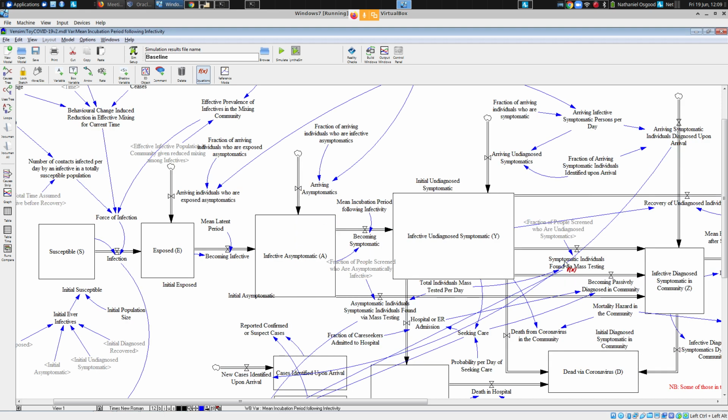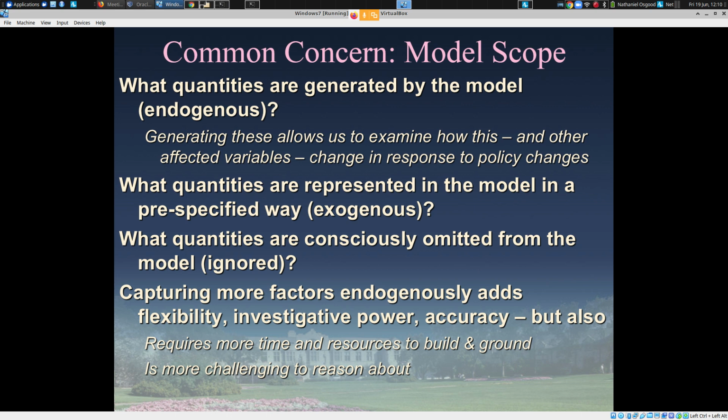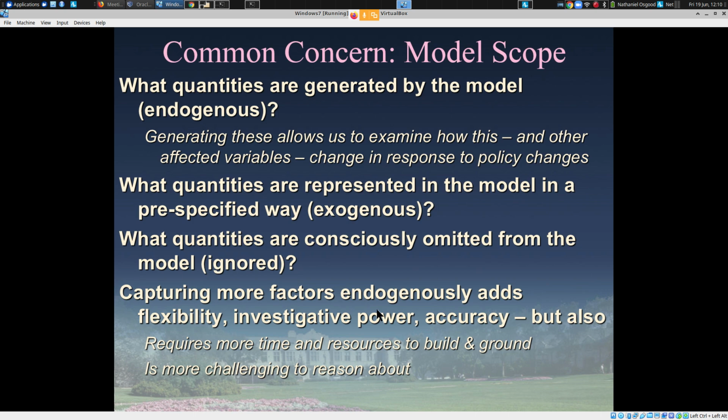We might have some fraction of care seekers that are admitted to hospital based on empirical data from Canada. These are things we call exogenous. The model's not telling it to us, as was the case with endogenous. We're telling it to the model. We're saying, assume this about the fraction of care seekers admitted to hospital, their case fatality rate for those in the hospital, or the mean latent period. These are exogenous things. And we're saying, go figure based on these assumptions.